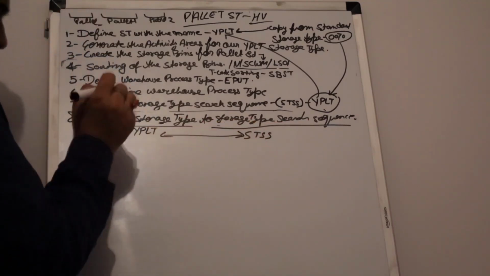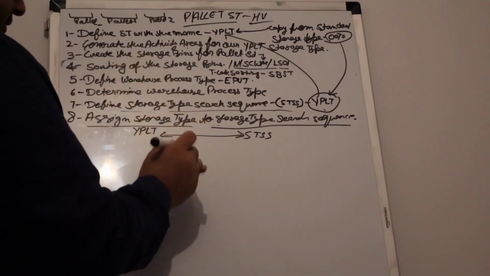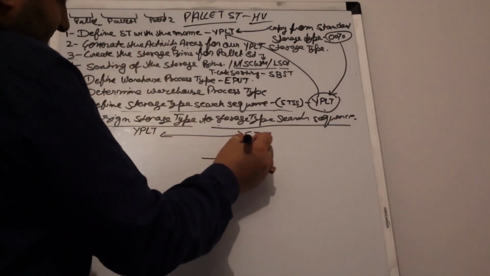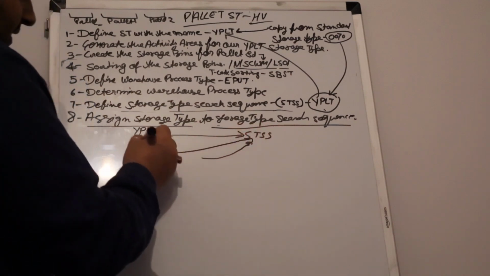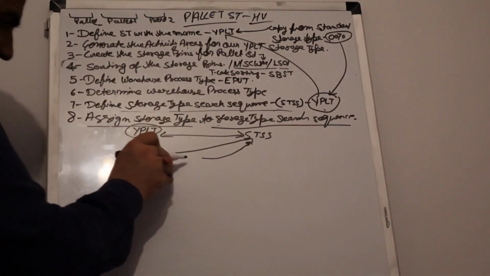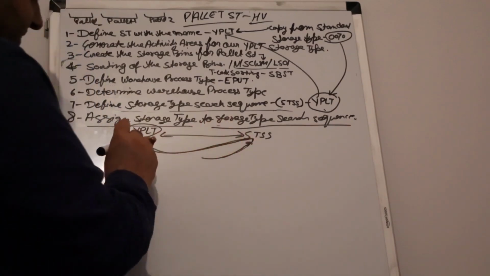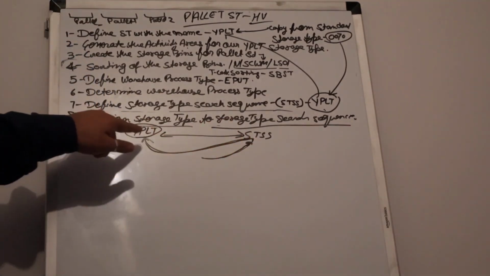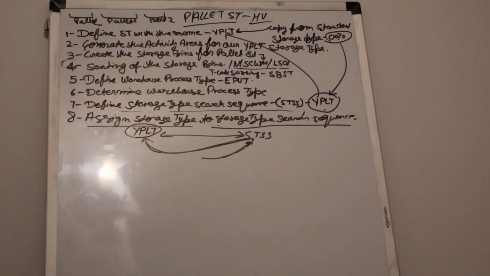So first the system will trigger the warehouse process type. When the system triggers the warehouse process type, it will see, okay, this is the storage type search sequence. The system will run to find the storage type. The system will find the ZPLT pallet storage type. So exactly when we are trying to put something, the system will find where we want to put. So we want to put the material into the ZPLT storage type. Okay.